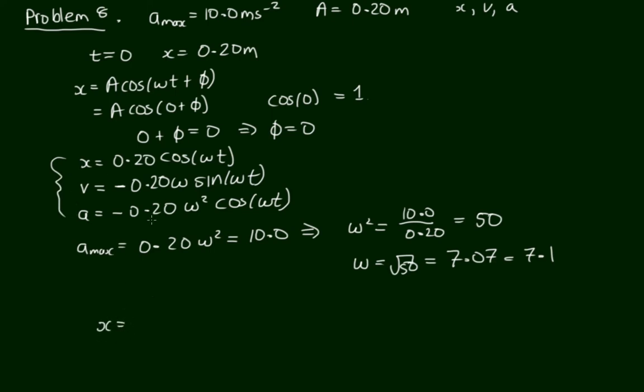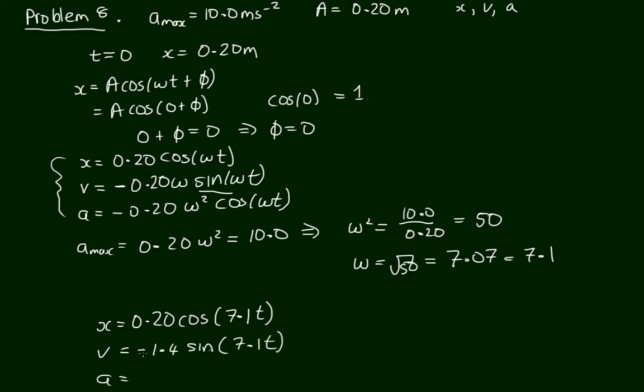So x is equal to 0.20 cos(7.1t). V is equal to minus 0.20 times omega, which is 7.1. So we do that on the calculator and we get minus 1.4 sin(7.1t). Sorry, this is sine, not cos. We have the sine written here. So that's sine omega t, which is 7.1t.